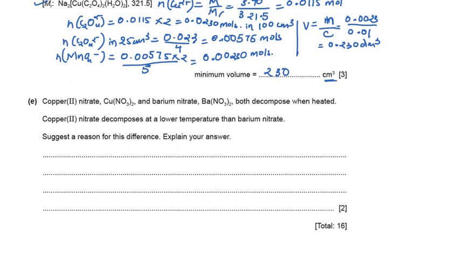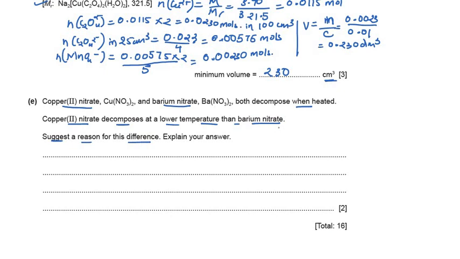So let's go ahead with the next part, where copper nitrate and barium nitrate both decompose when heated. Copper(II) nitrate decomposes at a lower temperature than barium nitrate. Suggest a reason for this difference. Now if we talk about the decomposition temperature of carbonates and nitrates, as we had already done for group 2, we can relate it here also.